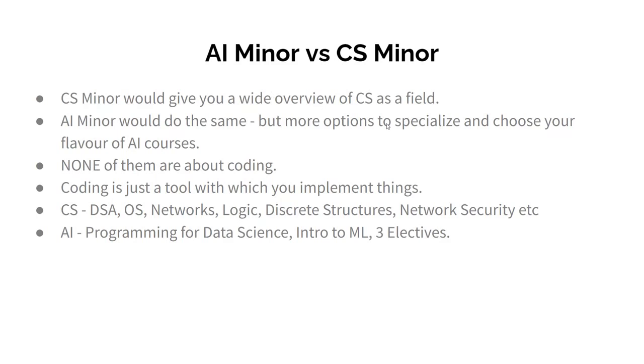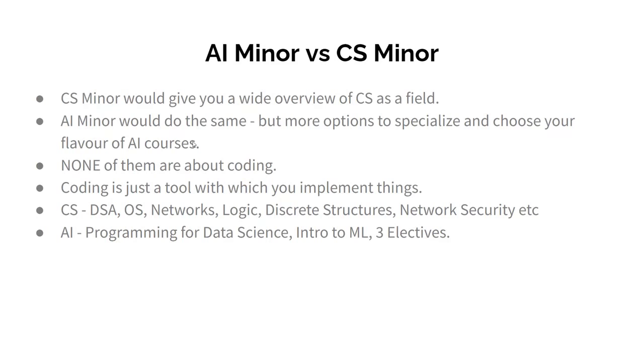The CS minor would give you quite a wide overview of computer science as a field. What is computer science? It consists of a lot of subfields. You have areas such as algorithms, operating systems, or just software systems. Networks, of course, is a part of software systems. You'll have theoretical computer science, that is logic, discrete mathematics, etc. And then you'll have computational security, network security, cyber security, etc. So the CS minor courses would give you a wide overview of computer science as a field. Of course, artificial intelligence as well.